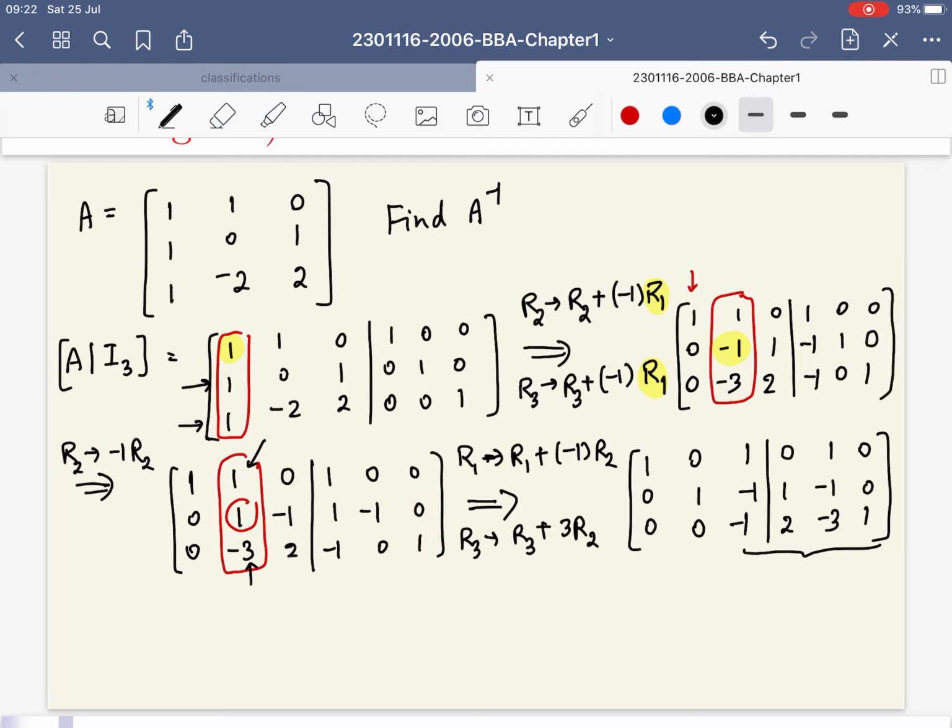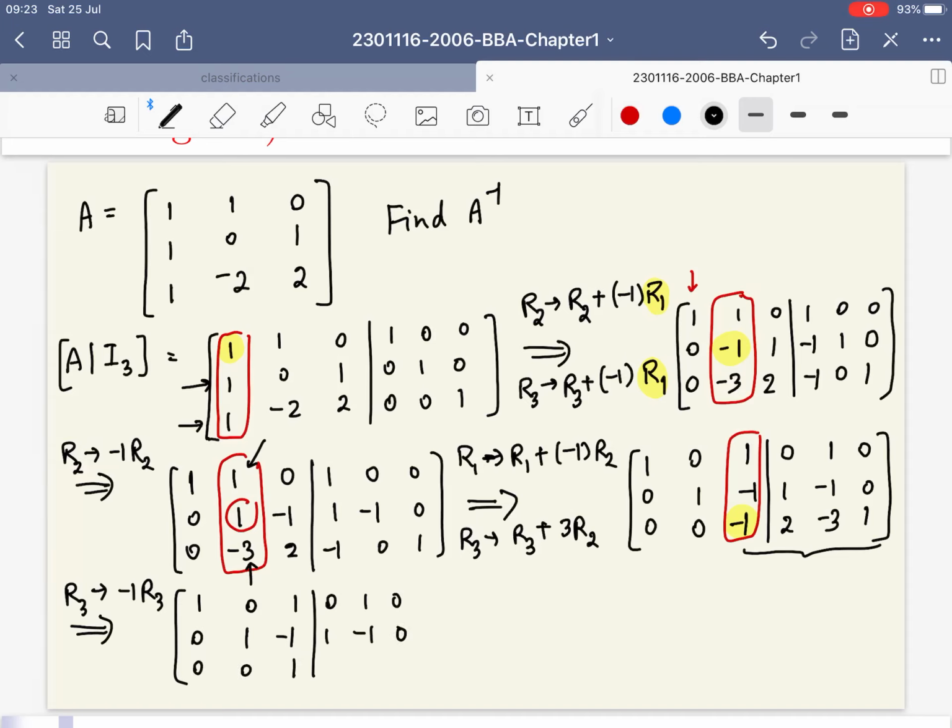Okay. Next, you are going to sweep to your third column, and again the third position of your third column must be 1. So you are going to do it one more time. Your R3 becomes negative 1 R3. So the first and the second rows are the same. Only this one must be 1, negative 2, 3, negative 1. And you are going to get rid of the rest above this position.